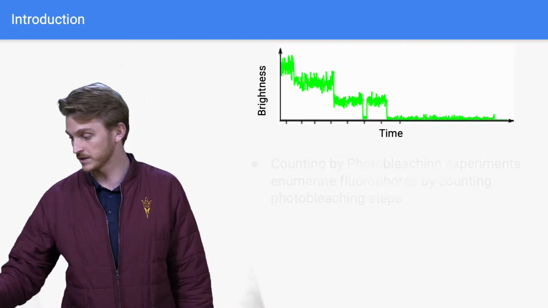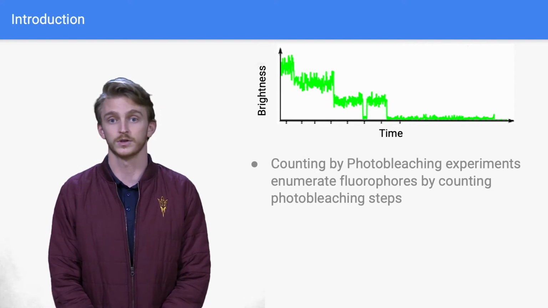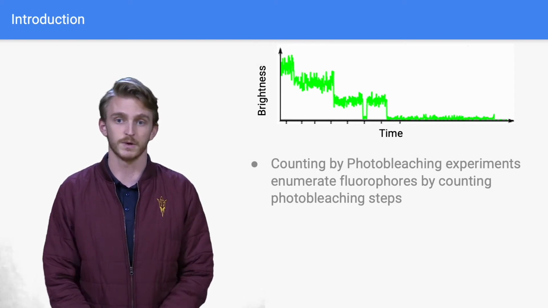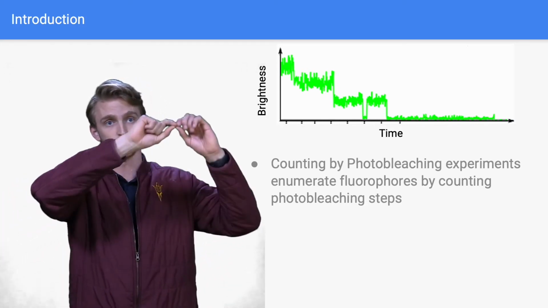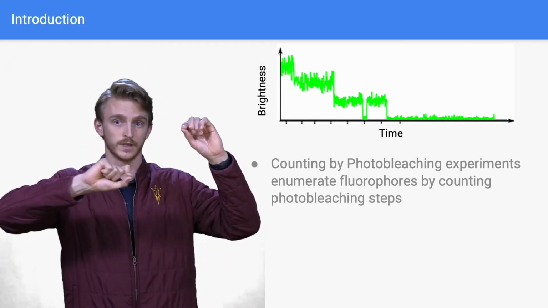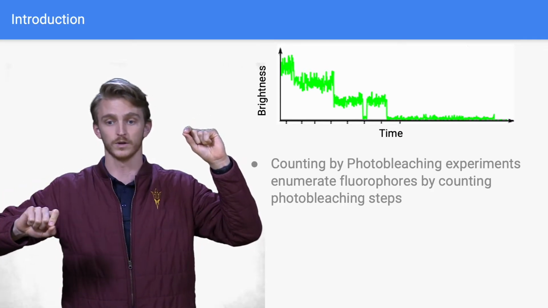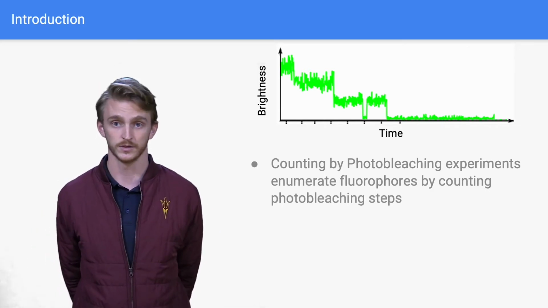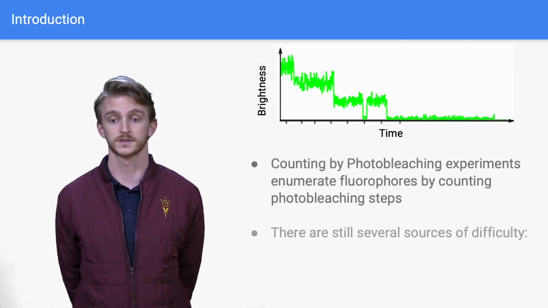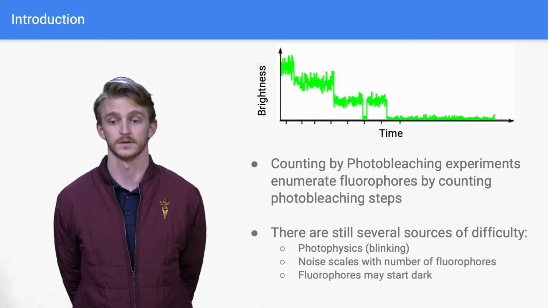Now, there are a class of experiments called counting by photobleaching, which hope to overcome these challenges by illuminating a spot with constant laser power and looking for step-like brightness drops as the fluorophores photobleach one by one. This is a great way to overcome some of these challenges. However, this still presents several sources of difficulty.